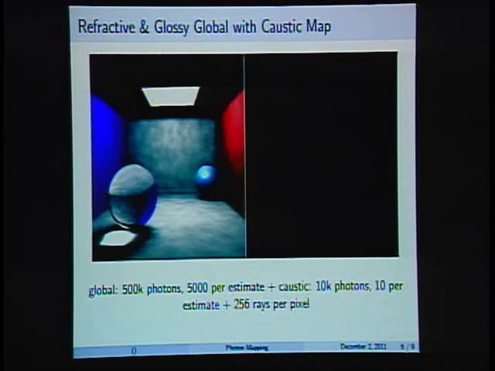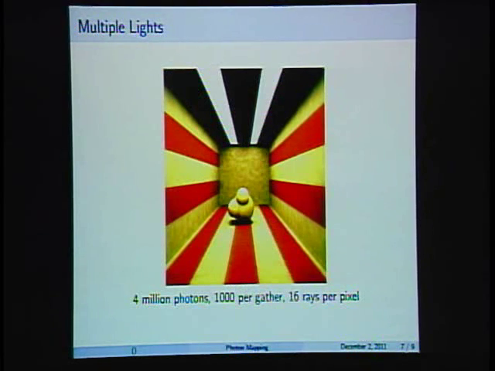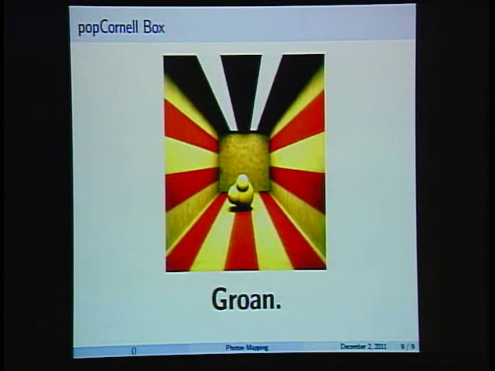And then finally, I wanted to see multiple lights and colored lights, so I thought it'd be really fun if I did something that looked like one of those popcorn tins with maybe a kernel of popcorn in it. This was 4 million photons with 1,000 per radiance estimate and only 16 rays per pixel, because this is all diffuse. So I like to call this the popcornell box. Yeah, I know. So that's what I did.